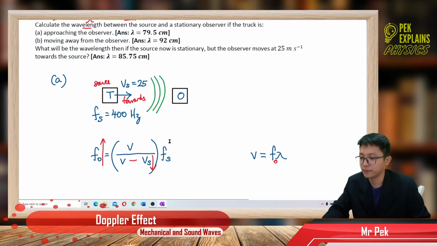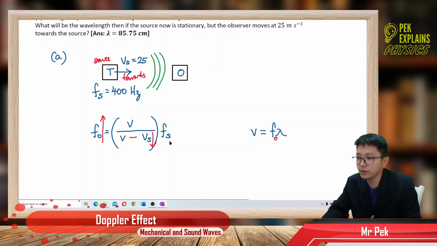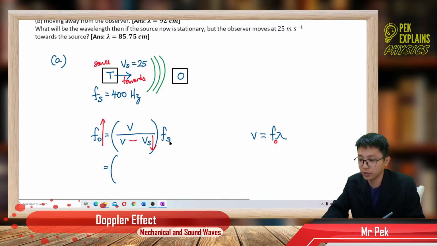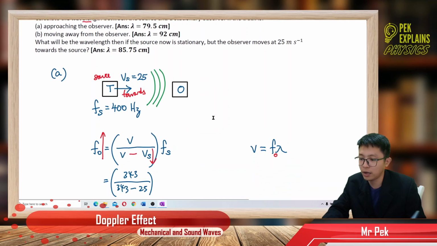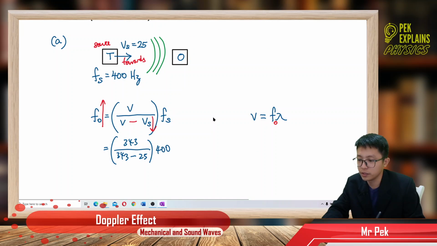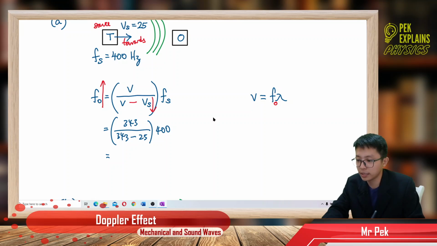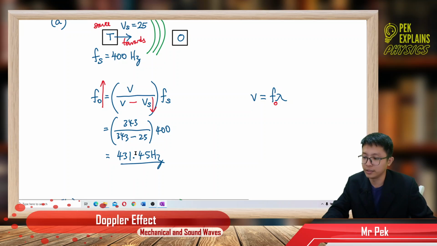Let's find the new observed frequency: V is 343 over 343 minus 25, times the emitted frequency, the actual frequency, 400 Hertz. The answer I get is 431.45 Hertz. That is the new observed frequency.